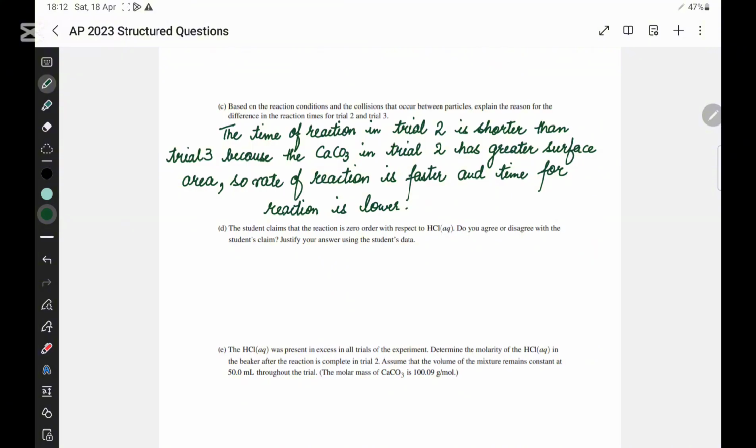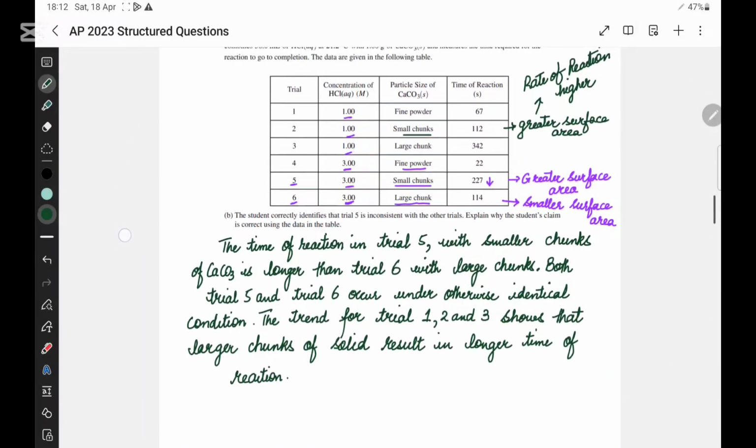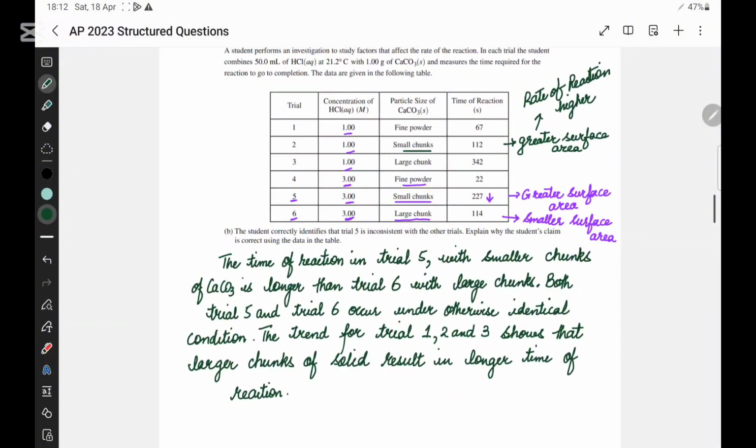So in the next question, the student claims that the reaction is zero order with respect to HCl. Do you agree or disagree with the student claim? So let's compare, both are having fine powder, and the concentration of HCl is increasing by 3 times, and the time of reaction and the rate of reaction, they are inversely proportional. First of all, this is a very important thing.